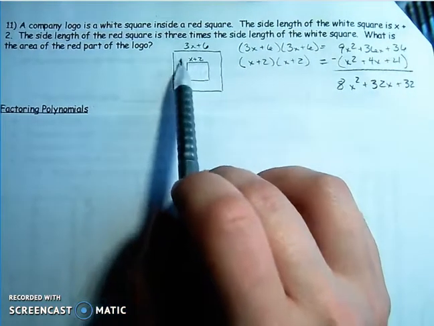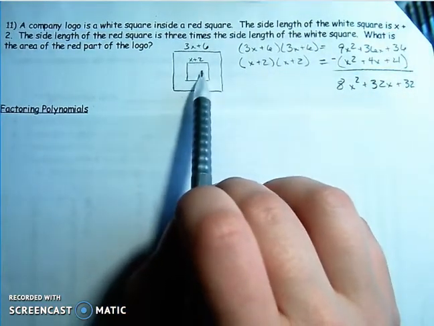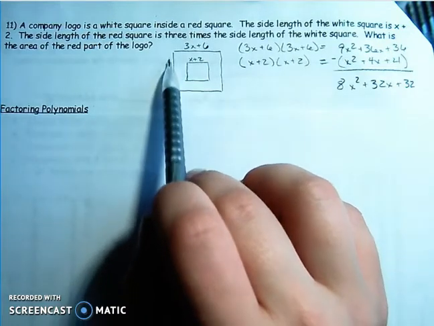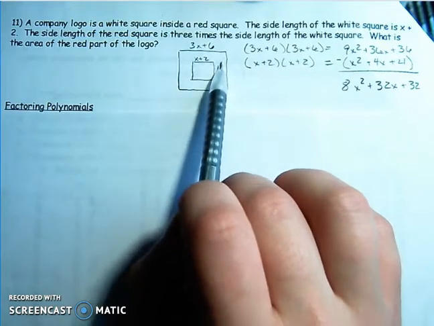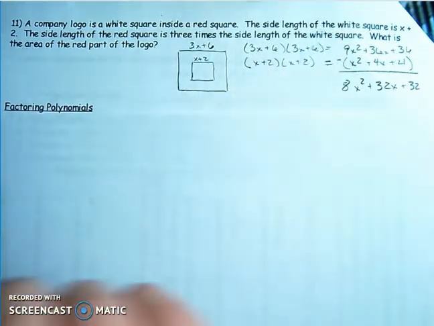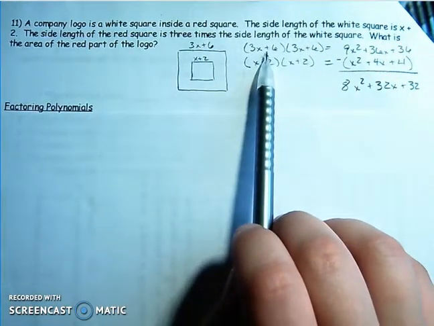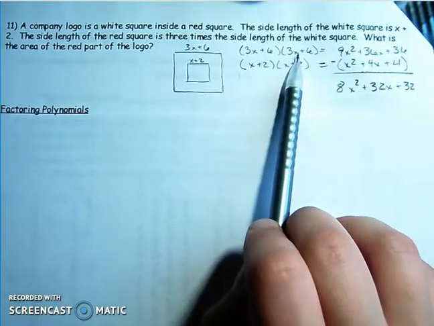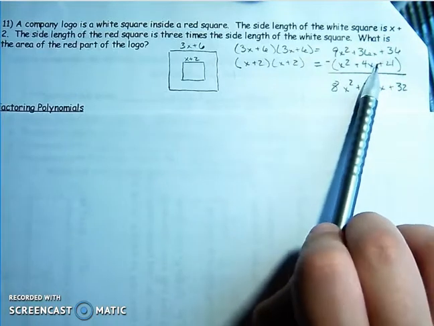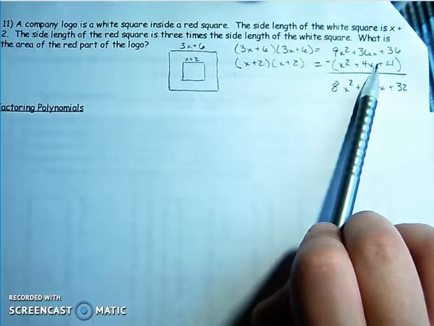So remember, it's red all out here and white inside. So we're going to take the bigger square and subtract the smaller square. So area is still length times width, and a square has the same for its length and width. So that's 3x plus 6 times 3x plus 6, which gives us 9x squared plus 36x plus 36.